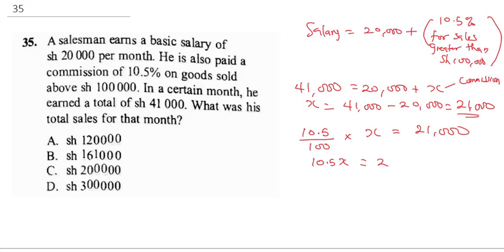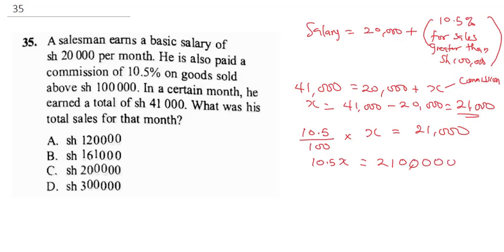10.5x is equal to 210,000, then 2,100,000. So this is 2.1 million.